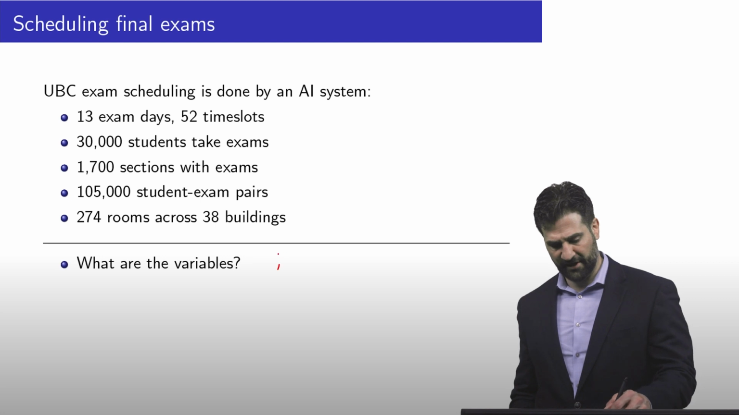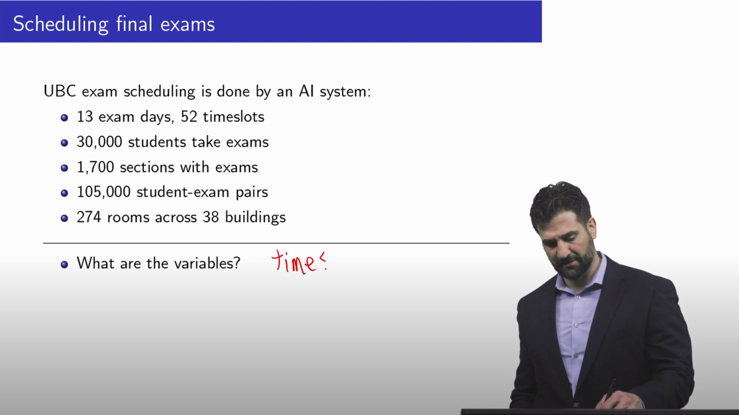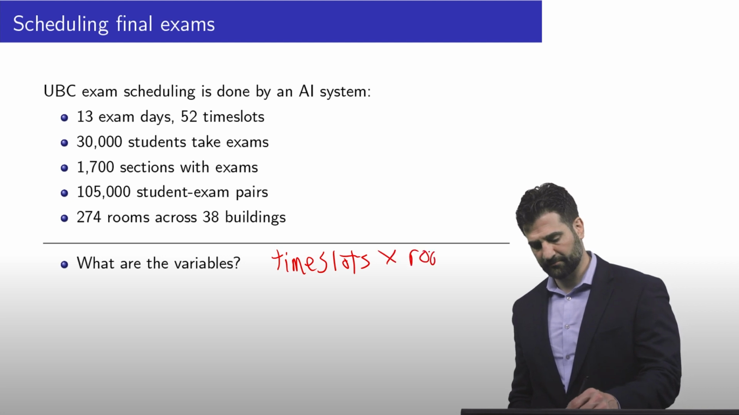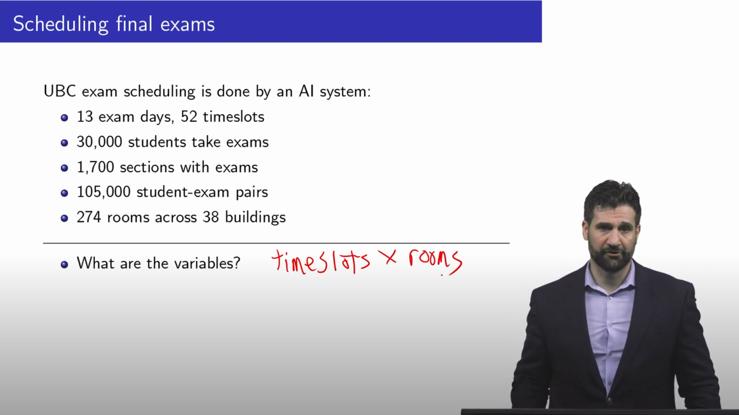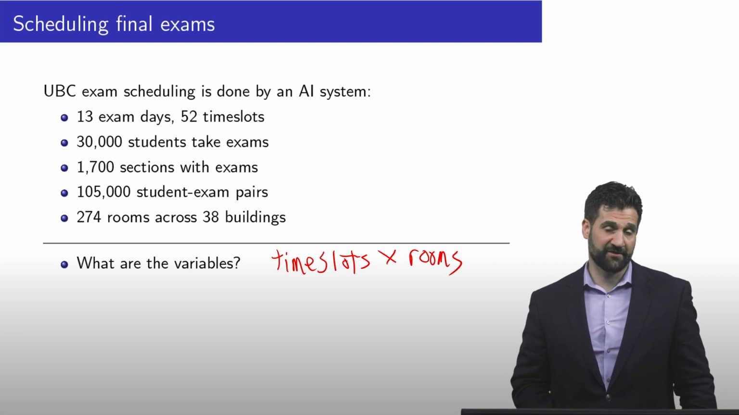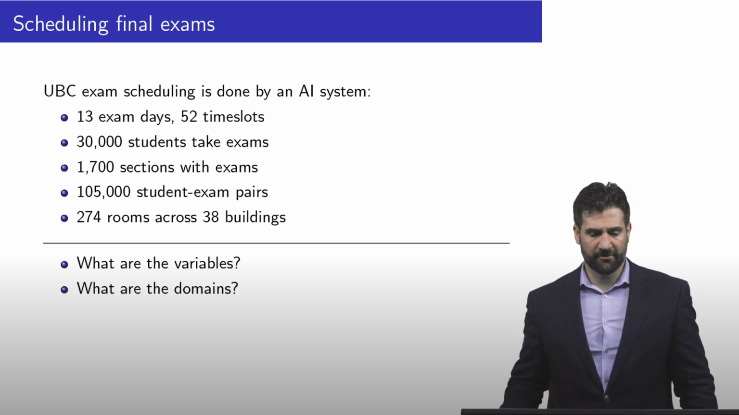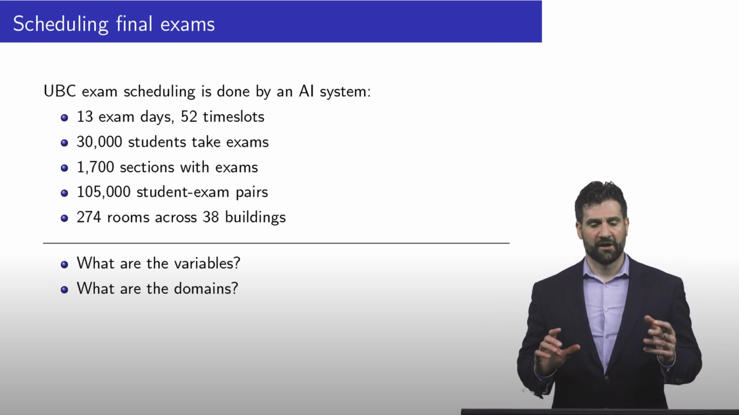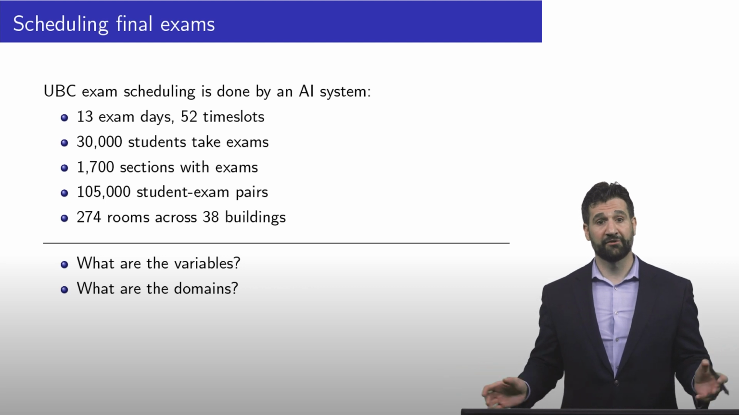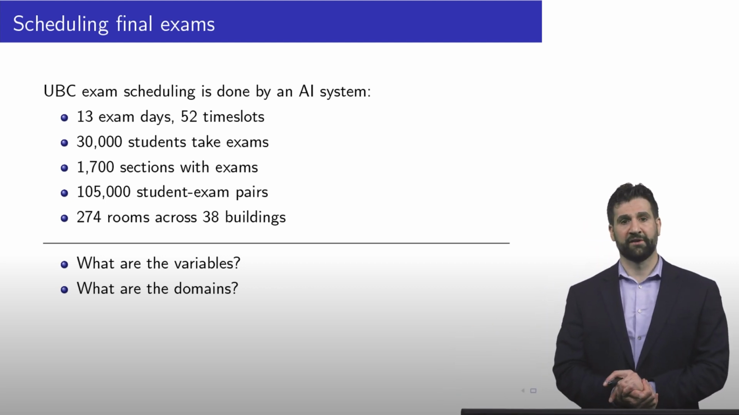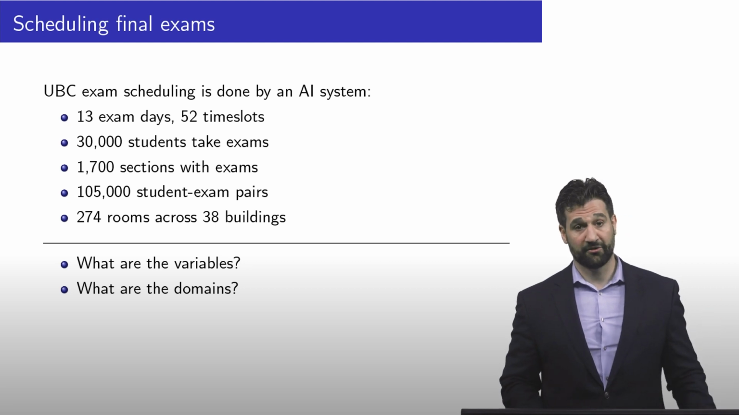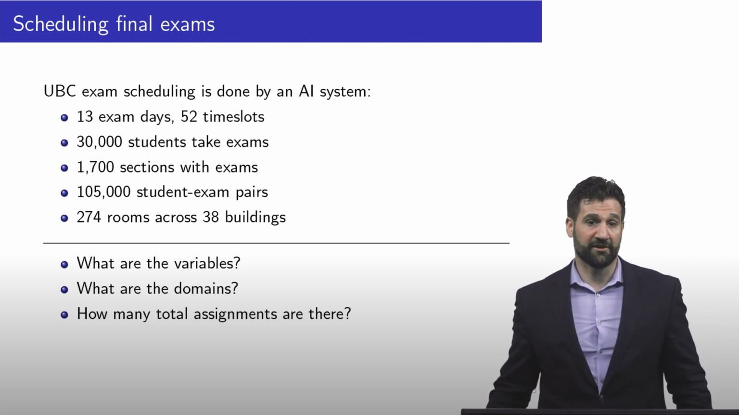So it would be time slots by rooms. So it would be a pair of those. Specifies a unique time and place for an exam. So then what is the domain? Well, each of those time slot location pairs can have one of 1,700 exams. So each exam could be the domain value.